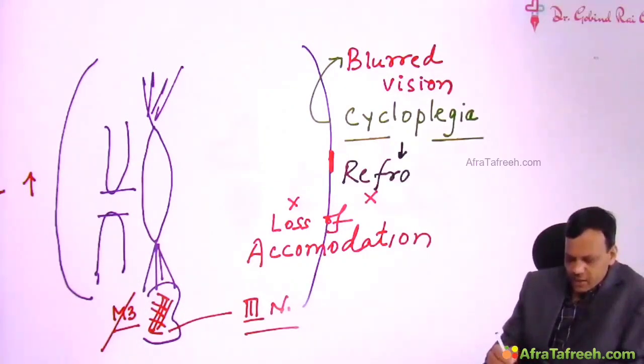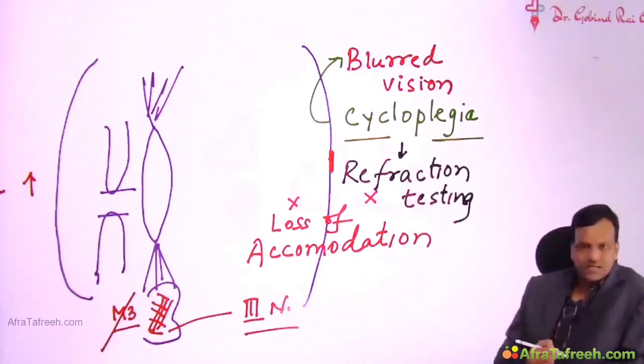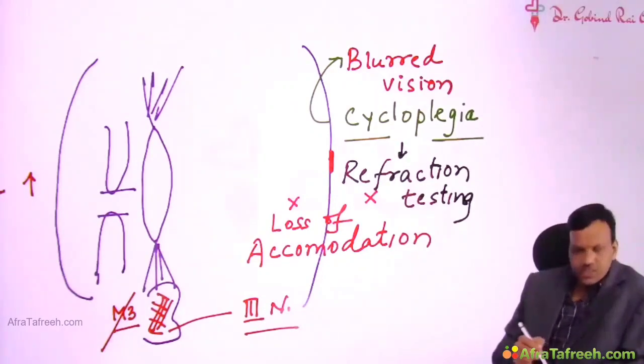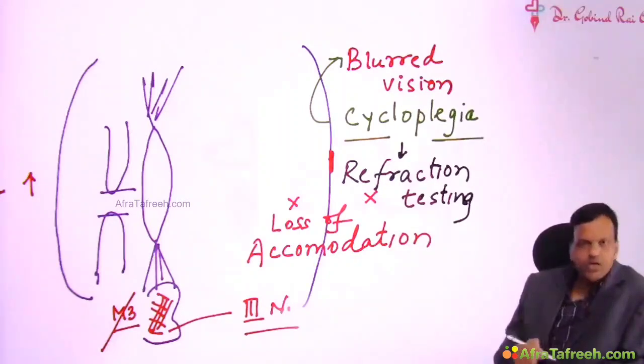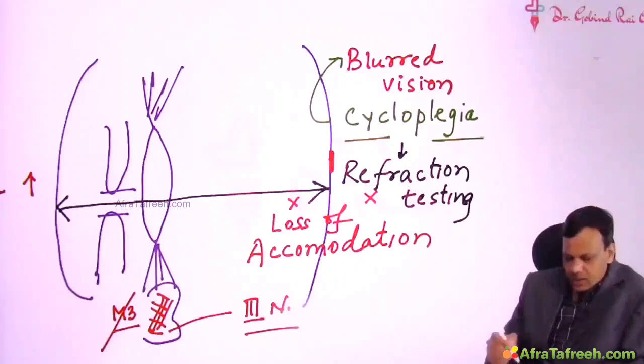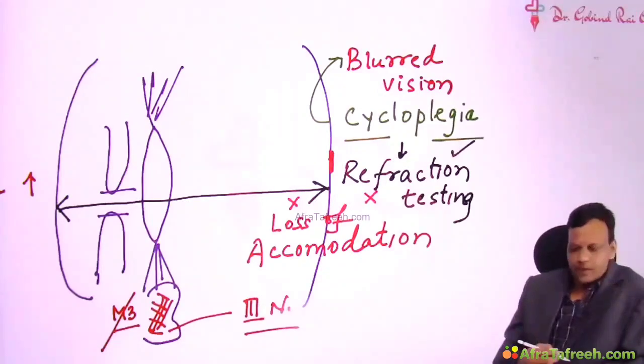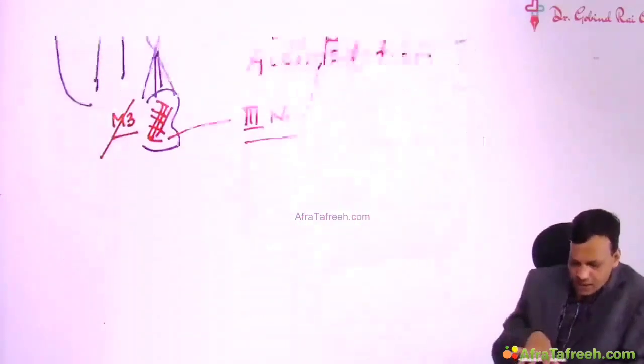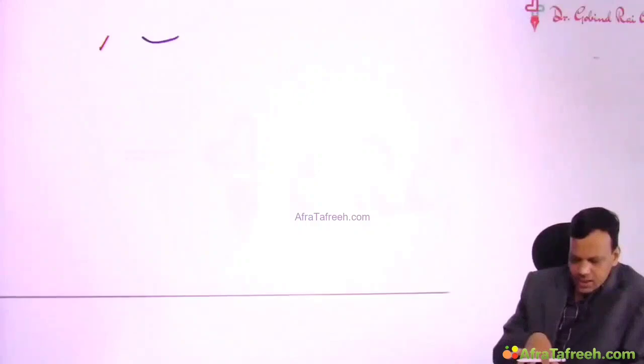Refraction testing means to give the number of the specs. So anticholinergic drugs are used to give the number of the specs because they will cause loss of accommodation. And when loss of accommodation is not there, that means the lens diameter does not change, then we can easily know the error in this pathway. That means refraction testing.